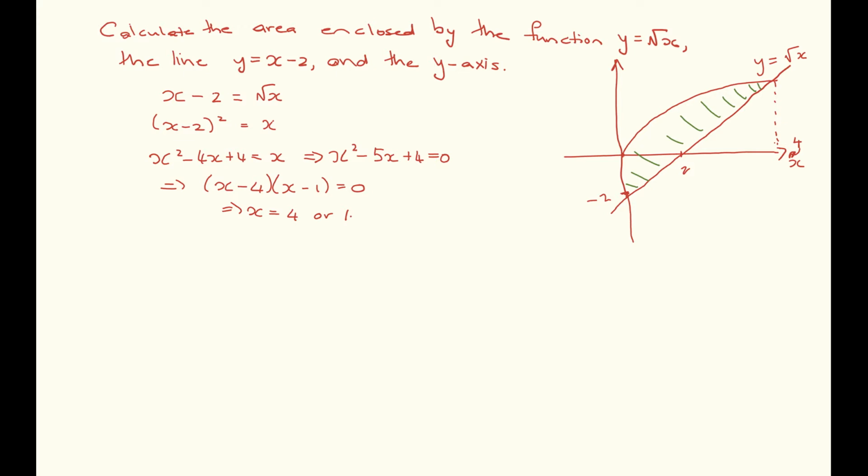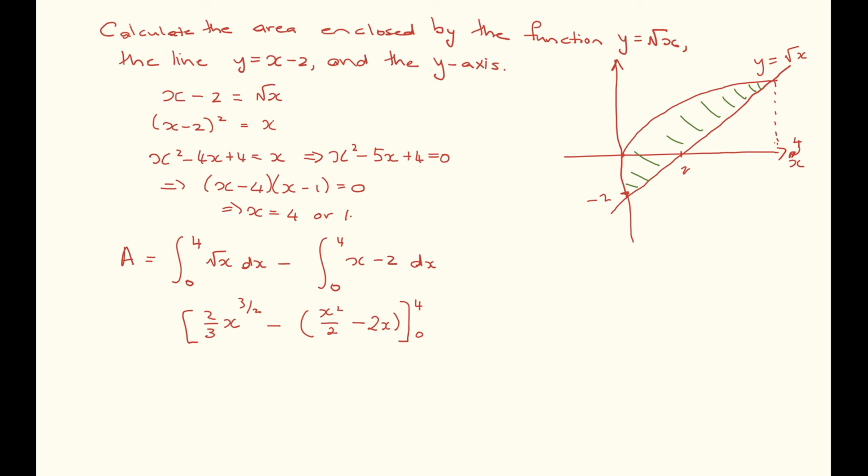Now we need to find the area between them. So the total area is the area under the top curve, which is between 0 and 4 of root x, minus the area under the bottom curve, and that curve is x minus 2. We could put them all together, in fact, because we've got the same limits. The integral of x to the half would be 2 over 3 x to the 3 over 2, minus the integral of x, which is x squared over 2, minus the integral of 2, which would be 2x. And if we do the number crunching on that, we get that the answer is 5 1/3 square units.